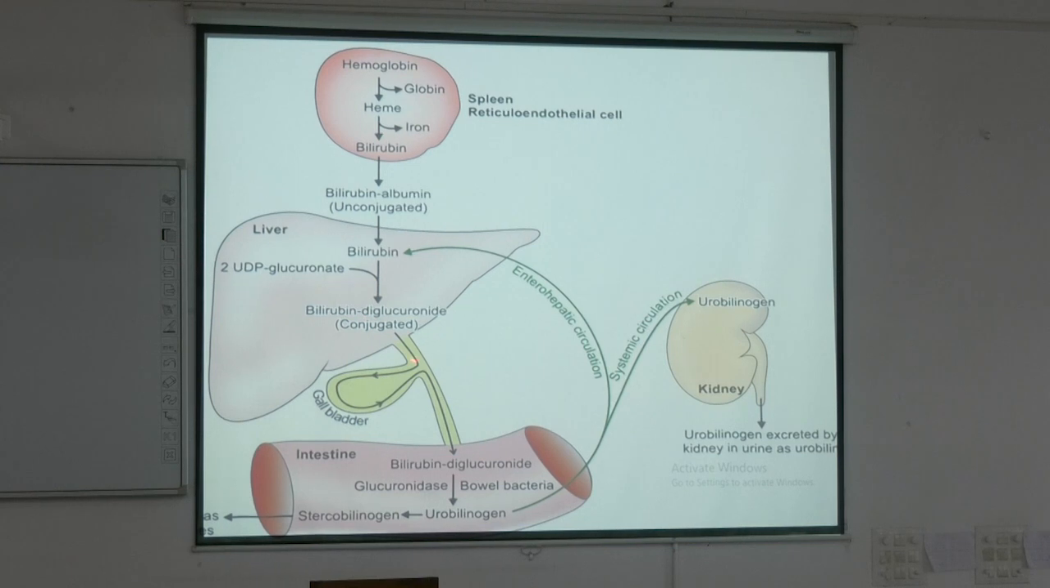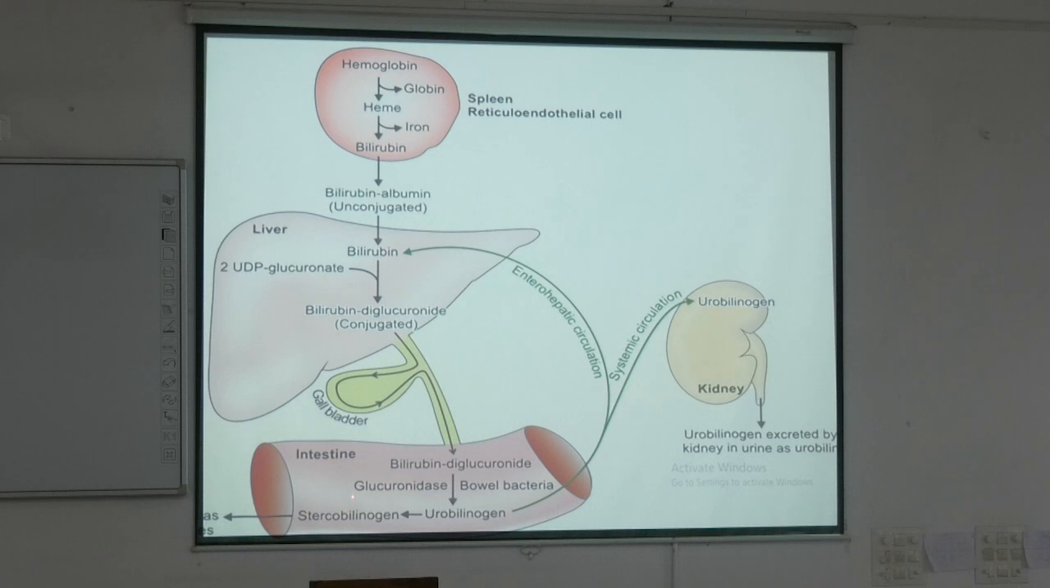This conjugated bilirubin goes to the intestines for further metabolism. This bilirubin diglucuronide is converted into urobilinogen, which is a part of urine color. Why is the urine color yellow? Due to the presence of urobilinogen. And this urobilinogen is converted into stercobilinogen. You already know the fecal color is yellow due to the presence of stercobilinogen. This fecal material is excreted out, meaning your extra bilirubin is excreted from the body.